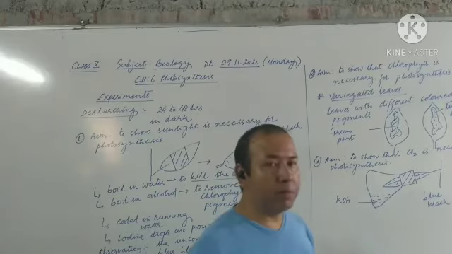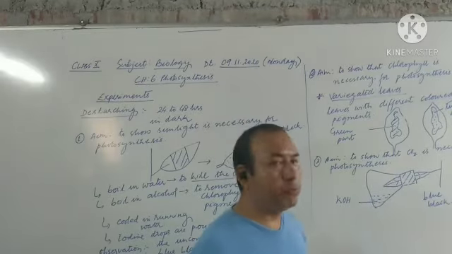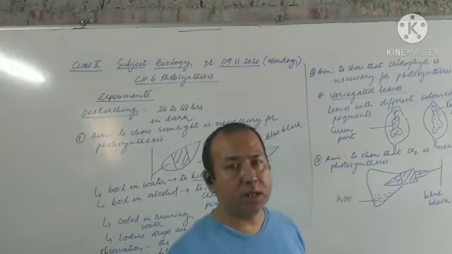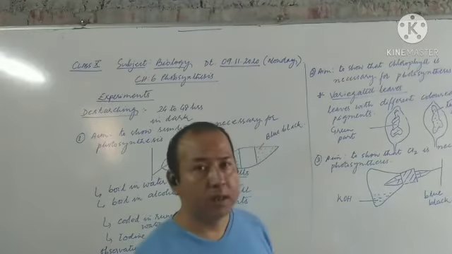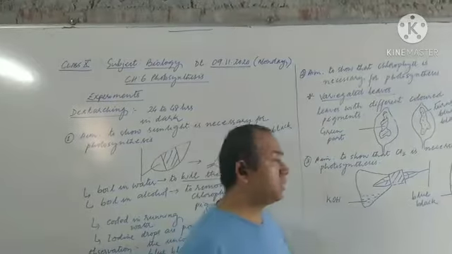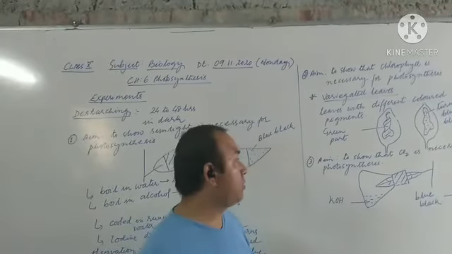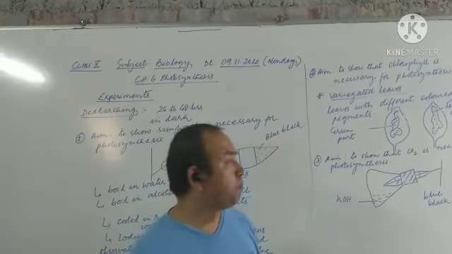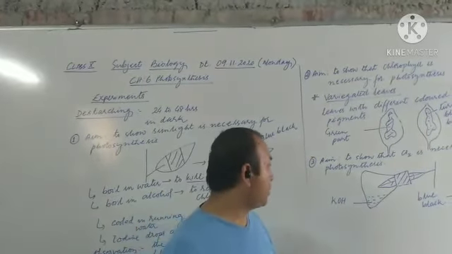So from this experiment we can conclude that chlorophyll pigment is necessary for the process of photosynthesis. Then comes the next, third experiment. Here we need to show that carbon dioxide is necessary for photosynthesis.